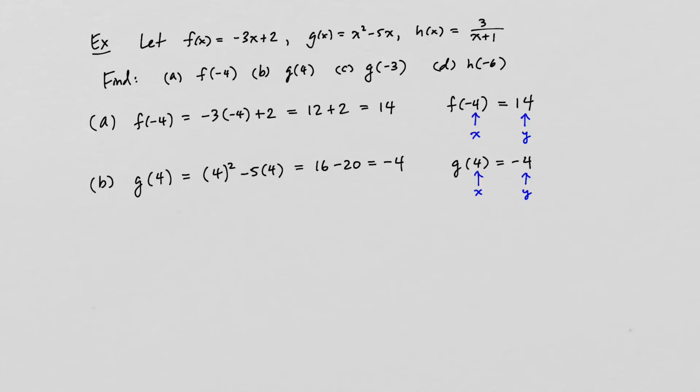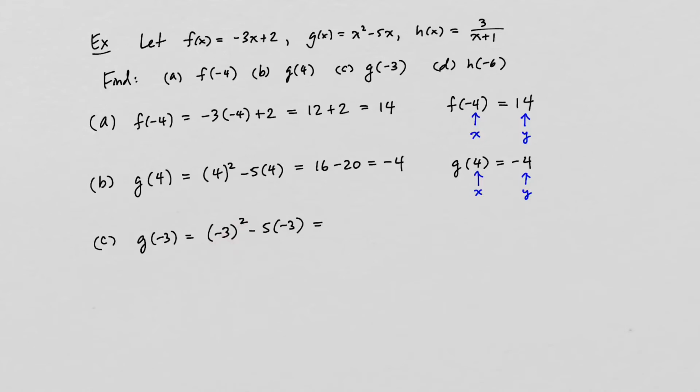Let's try another one with the function g. Part C says find g of negative 3. G of negative 3 is exactly the same as what we did in the previous example. We're going to replace x with negative 3. Now when you replace x with a negative, if that value is negative, you need to make sure you use parentheses every time you do it. Now, anytime you substitute, it's a good practice to use parentheses, but it's particularly important when you have negatives.